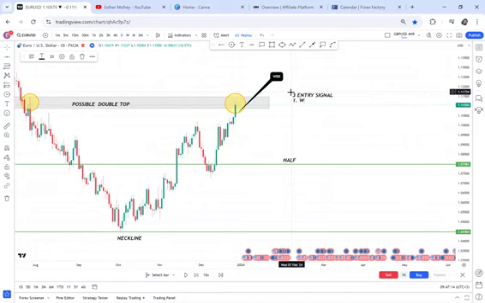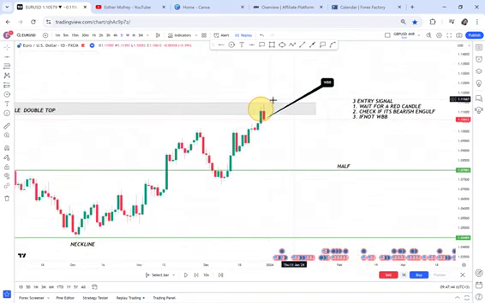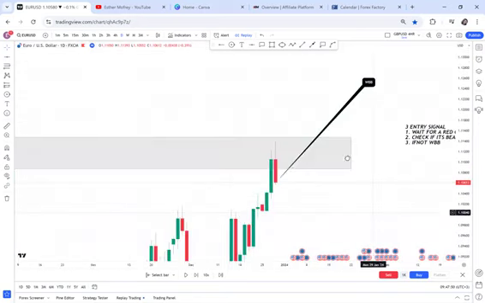Number one, wait for a red candle. Number two, check if it's a bearish engulf. Number three, if not, WBB. You see? So let's wait for the next candle. The next candle, we have a red candle here. And you have to make sure that red candle is an engulf. In this case, it's not an engulf.